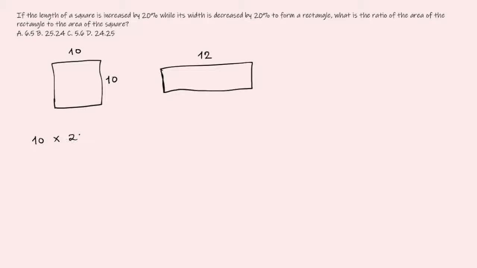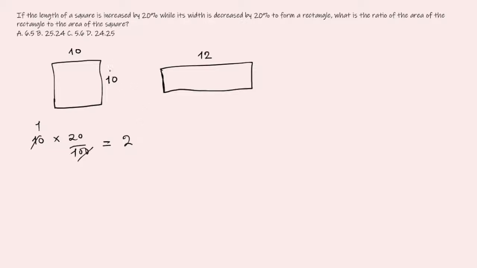10 times 20%. 20 divided by 10 is 2. So that's the percentage increase. If you add that to the original length, that gives you 12. Just so that we're clear about that.